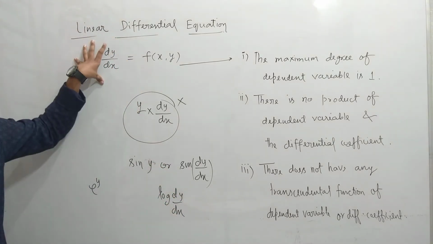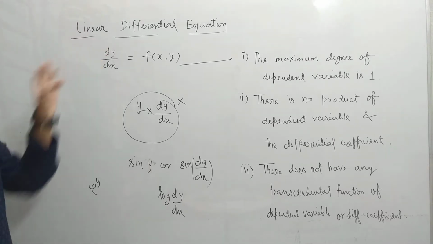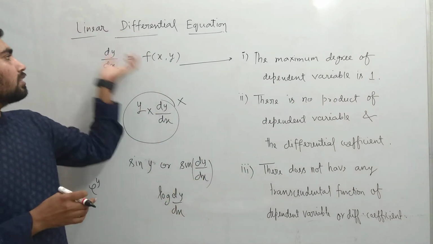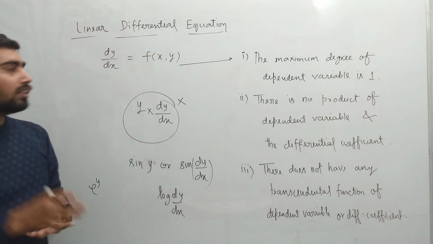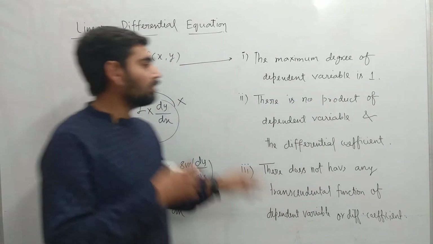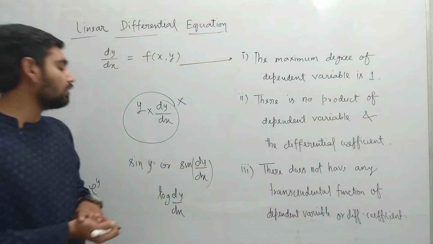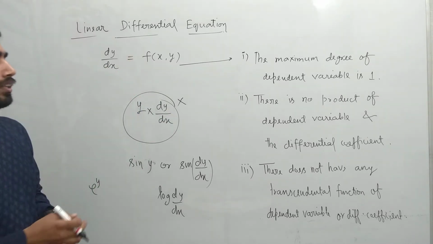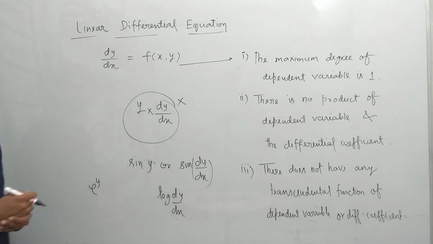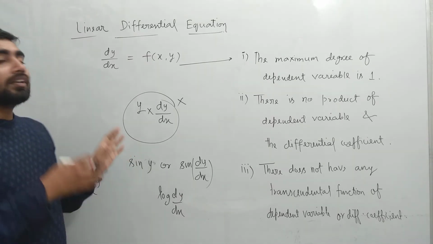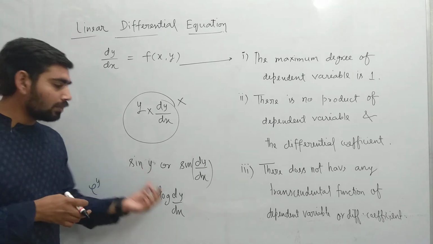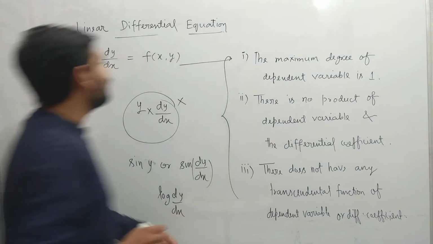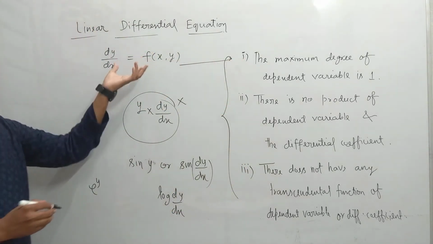So a first order, first degree differential equation is said to be linear if it satisfies the following properties. The first property is the maximum degree of the dependent variable is 1. Since the dependent variable here is y, its maximum degree can be 1. Another one is, there is no product of the dependent variable and the differential coefficient. We cannot have the product of y and dy by dx. And the third one is, there is no transcendental function of the dependent variable or differential coefficient. If these three properties are satisfied, then this first order and first degree differential equation is said to be linear.